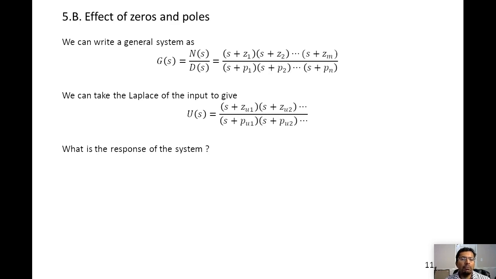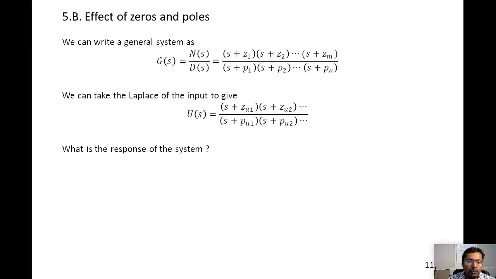So let's take a more general system. If you have a numerator by denominator polynomial, you can write it in this format. So we have s plus z1 times s plus z2, and so on and so forth, up to zm, divided by s plus p1 times s plus p2, and so on, times s plus pn, where the z's would be the zeros and the p's would be the poles.